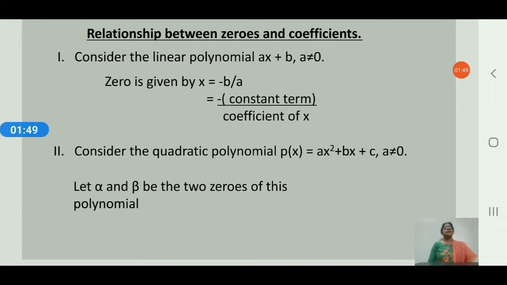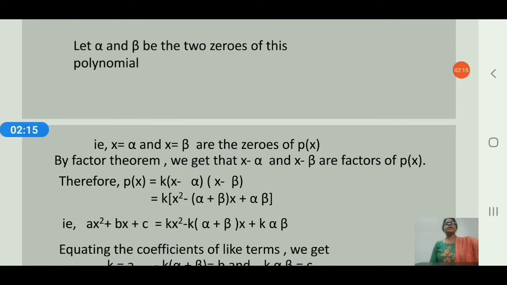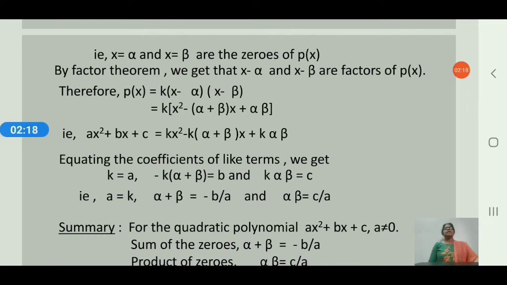Then we know in a quadratic polynomial the degree is 2. Hence we have maximum 2 zeros. Why 2 zeros? Degree of a quadratic polynomial is 2, therefore it has only 2 zeros. Now we are assuming the zeros of this polynomial are alpha and beta. Let alpha and beta be the zeros of this quadratic polynomial. That is, we are assuming x is equal to alpha and x is equal to beta are zeros of polynomial p of x.